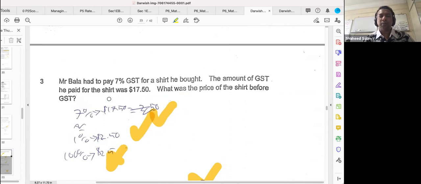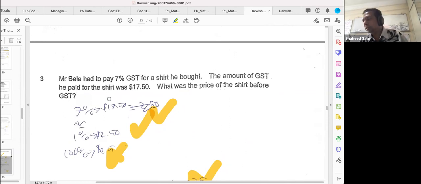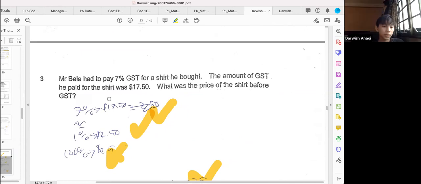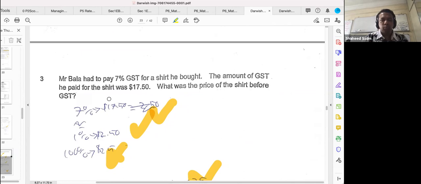Okay, this one now. This one careless. Can you find the mistake? I put my 100% is wrong. It's supposed to be how much? $250.